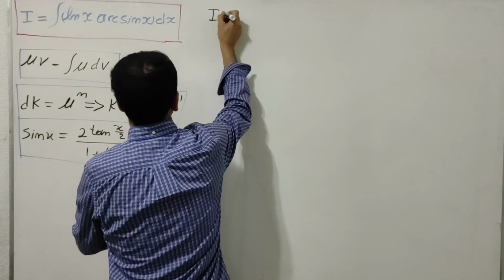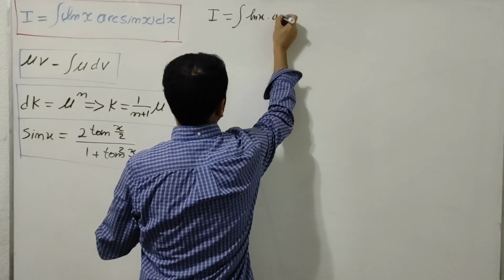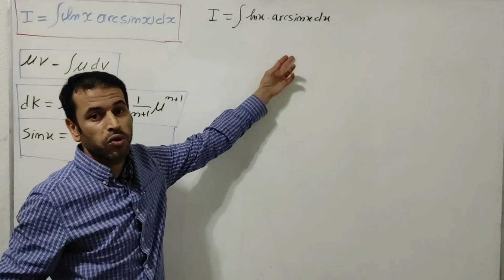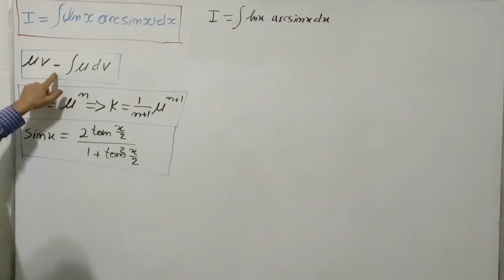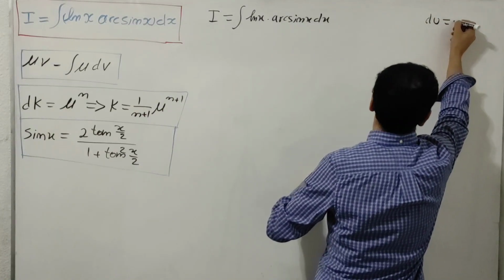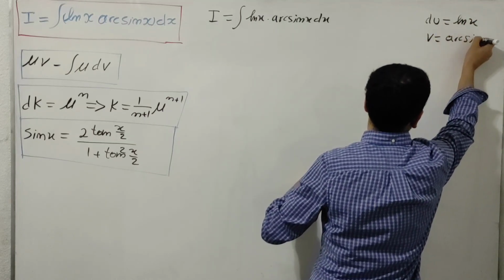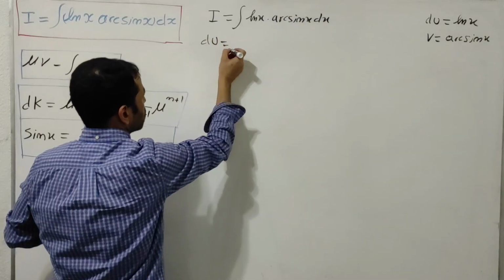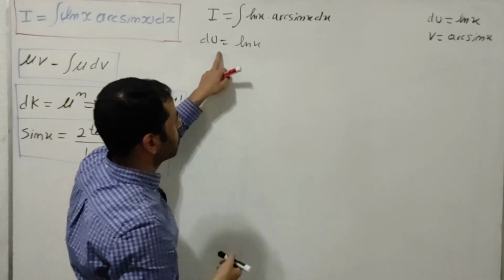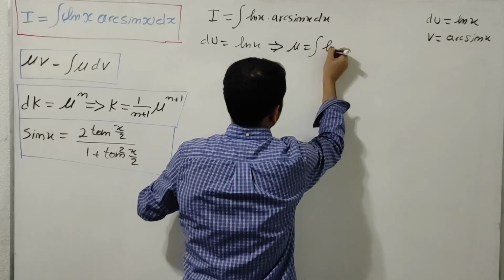So we have this integral I as natural log of x multiplied by arcsine of x dx. It's very clear we are going to use integration by parts, using the first tool, by setting du equals natural log of x and v equals arcsine of x. If we have du equals natural log of x, I'm looking for the primitive of this one. I will have u equals the integral of natural log of x dx.